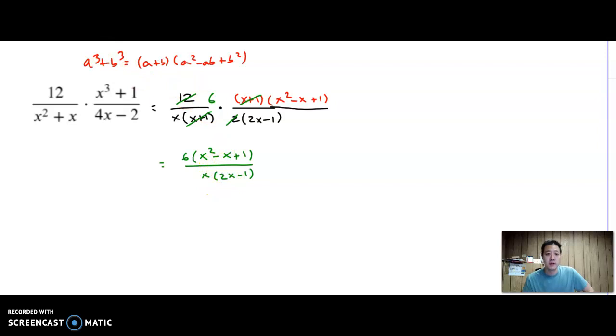And again, we have to include our excluded values, right? Excuse me, x cannot equal 0. That comes from this x, okay? And also negative 1 from here. And then from 2x minus 1, when you solve, that's going to be 1/2, right?